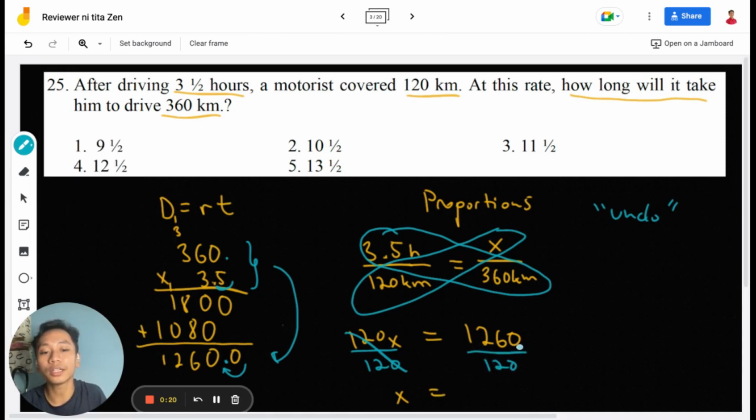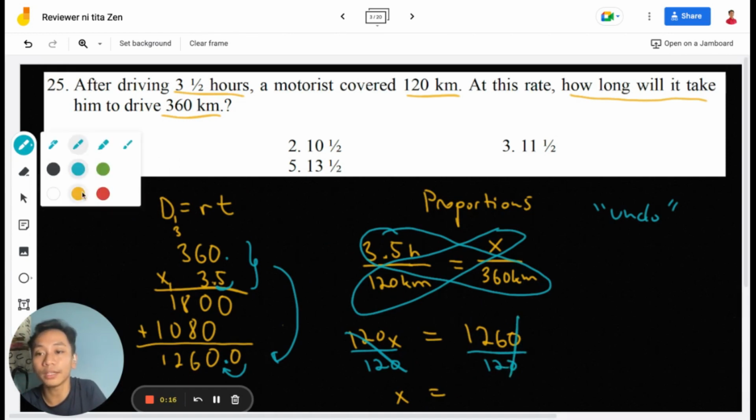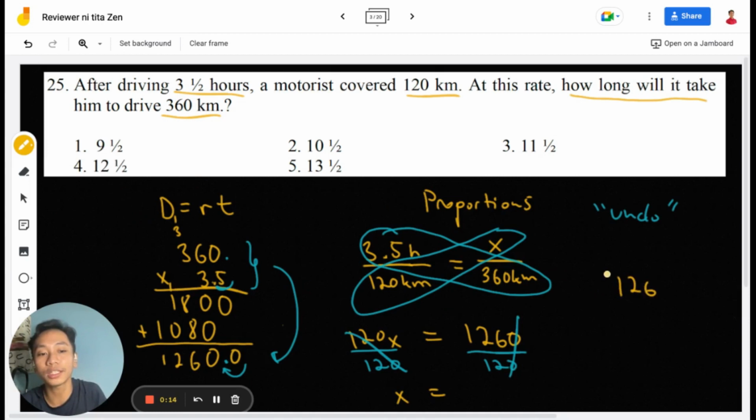You have 1,260 divided by 120. You can cancel out the zeros para mas madali yung pagde-divide mo. You have 126 divided by 12. And then, this 1, 0 yan. You can just bring down 6. Hindi kasya yung 12 sa 6. So, maglalagay ka na lang ng 0 dun sa quotient. And then if you multiply 0 by 12, you get 0, of course.